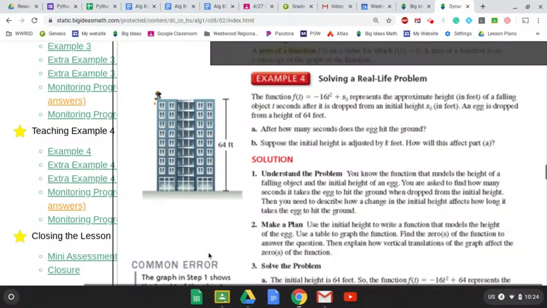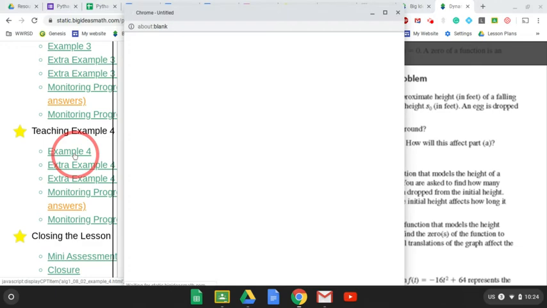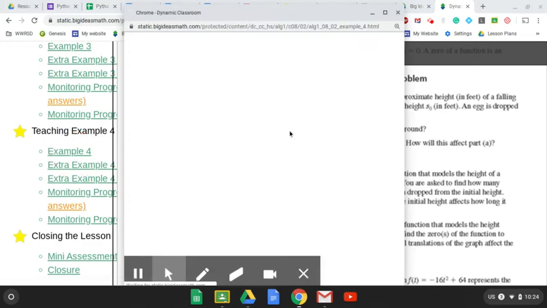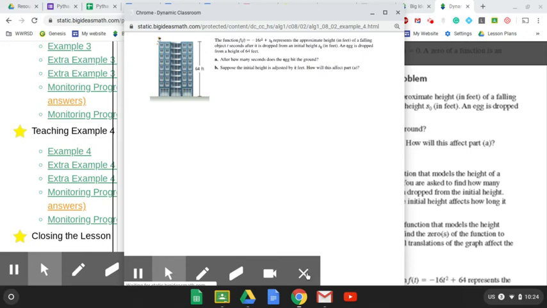Here's example 4. We're going to solve a real life problem. We're going to look at it step by step here. So in this real life problem, you're going to notice that it sounds pretty familiar. We've done a lot of questions like this.